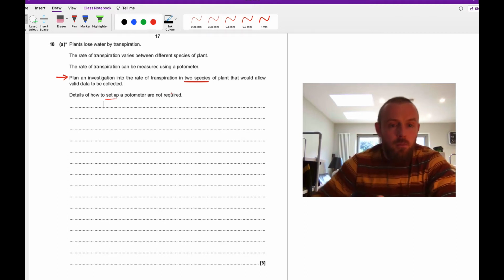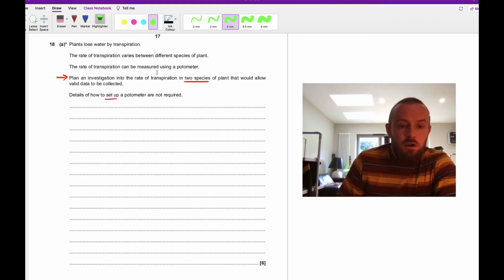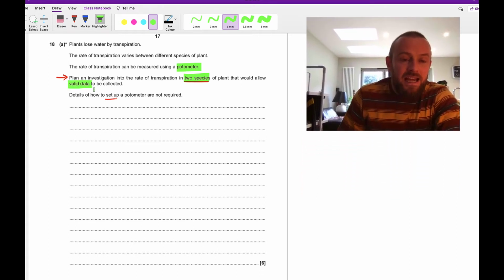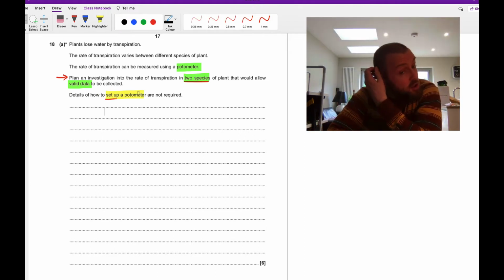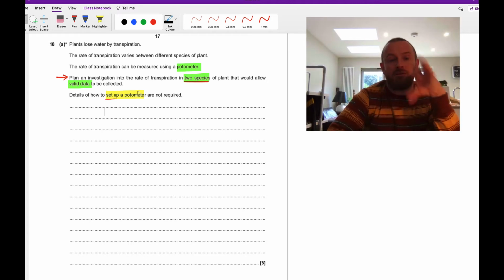Okay, so there's a few important things here. So we're going to be using a photometer. We need to look at 2 species of plant, and we need to make sure that we can collect valid data. And then it also says that we don't need to talk about how to set up the photometer. However, we might need to talk about how to use the photometer or how to read it. Okay, so that's information there, which is going to help us plan.